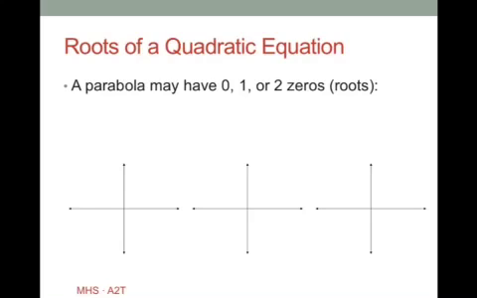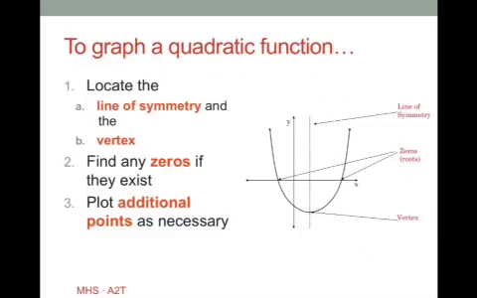So a parabola might have 0, 1, or 2 roots. The 0 root solution would look like this. And as we talked a little bit about this, you're going to get solutions that are complex when you have a parabola that looks like this one. You might have one solution, which is where the parabola kisses the axis in one location, and then you could have a place where the parabola crosses in 2 locations. Notice parabolas can open up or they can open down, and we'll talk about how those graphs are different soon. So if we want to graph a quadratic function, we want to first locate the line of symmetry and the vertex, find any zeros, and then plot some additional points.